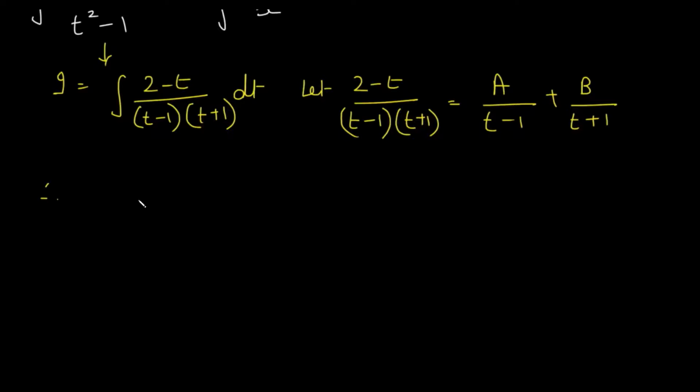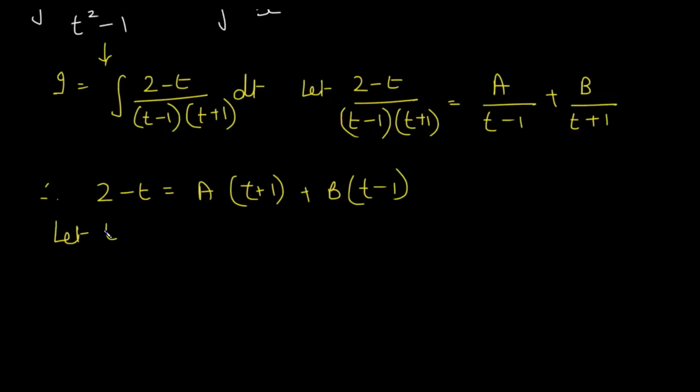Therefore, upon cross multiplying, we are going to get 2 minus t is equal to a into t plus 1 plus b into t minus 1. These two terms go to the RHS. The common terms are cancelled from both and then we get this term. Then we put one of these terms as 0. So let t plus 1 is equal to 0 initially. Therefore, t becomes minus 1.